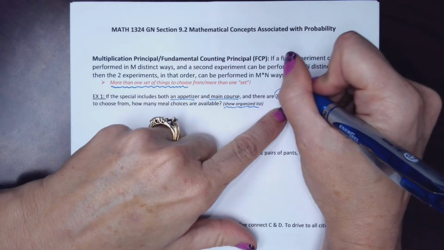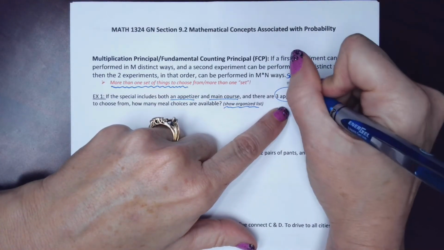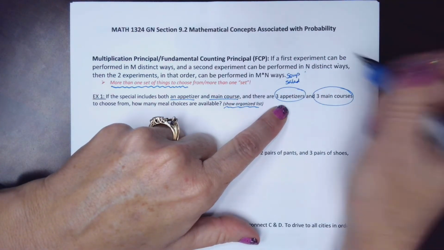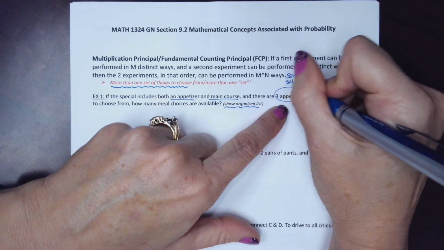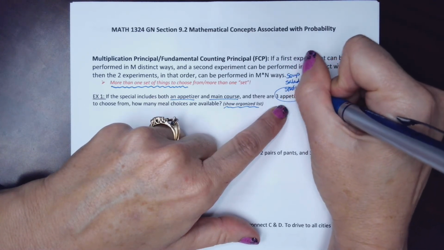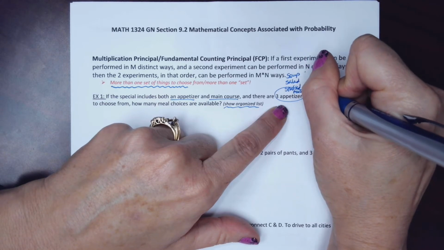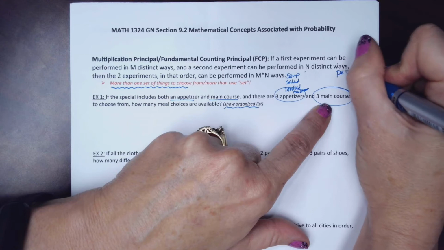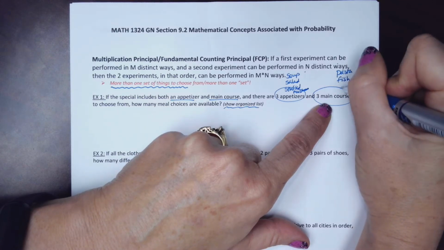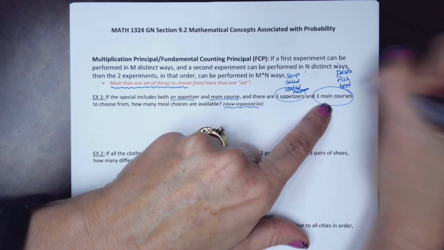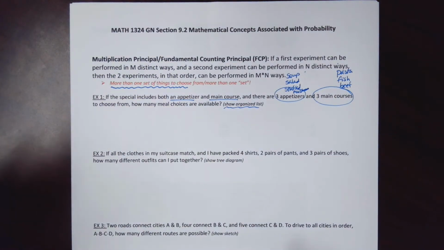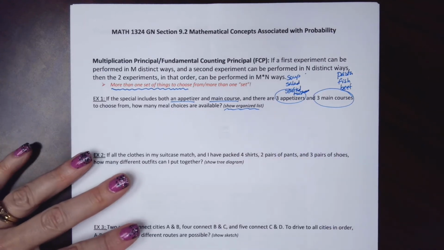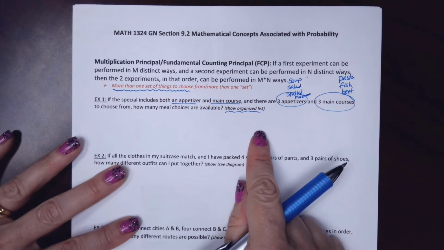My appetizer can be a soup, it can be a salad, or it can be, what's a third appetizer? Oh my goodness, stuffed mushrooms. All those started with S. That's a pain. But those are my 3 appetizer choices. My main courses are going to be pasta, fish, or beef. Those are my 3 main courses. Very general today. When I do an organized list, tree diagrams are my go-to, but we'll do what it says. We'll do an organized list.